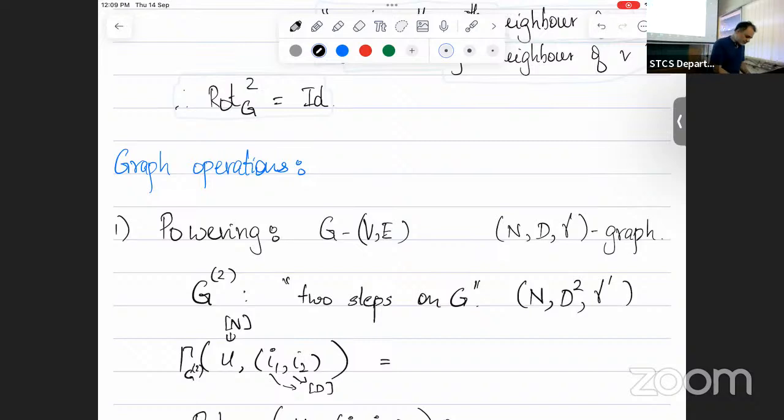What is that going to be? You do the most obvious thing. You look at the I1th neighbor of u, and then take the I2th neighbor of this new vertex. That's like taking two steps: you take one step according to I1, and then you take the I2th edge. So it's possible that you return to the same vertex. This graph may have self loops, we don't care.